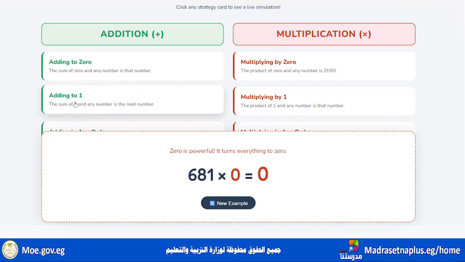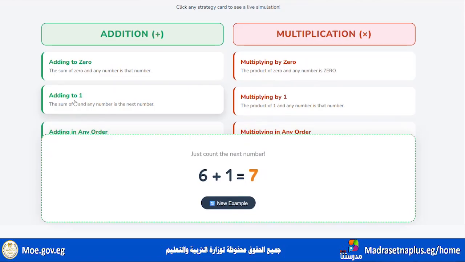What about adding 1? Adding 1 will increase the number. The sum of 1 and any number is the next number. For example, the next number after 6 is 7. So 6 and 1 equals 7. 7 and 1 equals 8. 8 and 1 equals 9. 48 and 1, 49. 16 and 1, 17. 2 and 1, 3. 13 and 1, 14.